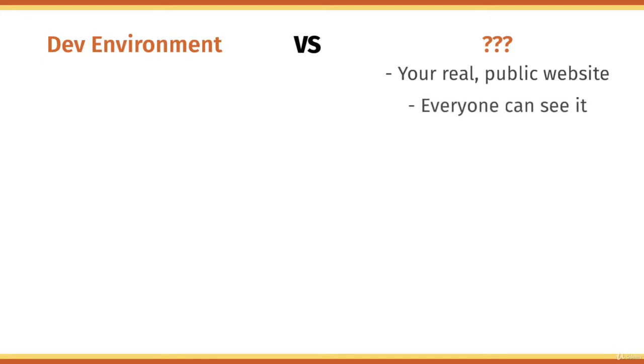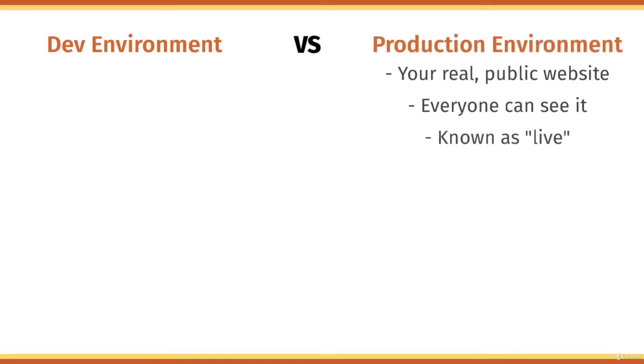The best way to explain what it is is to begin with its opposite. The opposite of a dev environment is your real website that the entire world can see. So in the past, you might have purchased a domain name, like your own .com or .org, and you might have also purchased a web hosting plan and used WordPress to create a website. In the industry, we refer to that real website that the entire world can see as your live environment or your production environment.